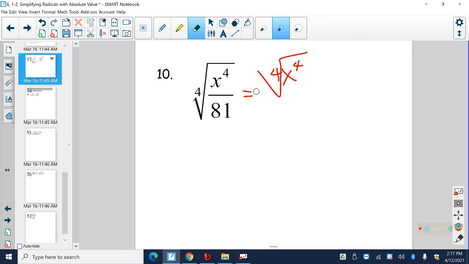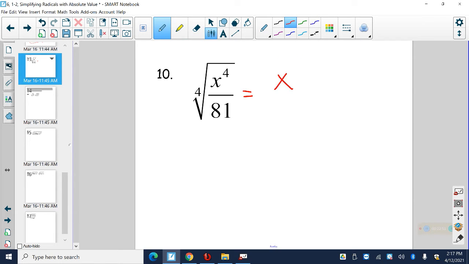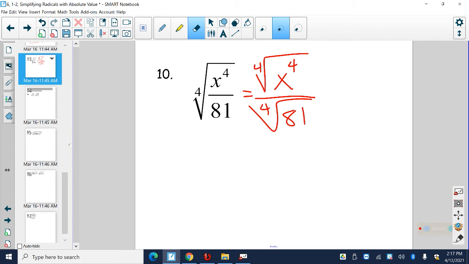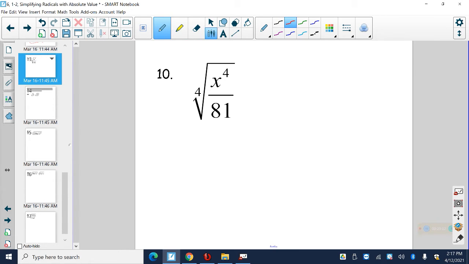Okay, we're going to rewrite this as the 4th root of x to the 4th, over the 4th root of 81. Yes? That just makes it confusing. Okay, so you guys are going to do them individually? Okay, if you want to do it individually, that's fine. We can do that. But I need you to understand that there are 2 problems in there, yes? Okay, so this top one's going to be the power divided by the root. Now, the 4th root of 81.